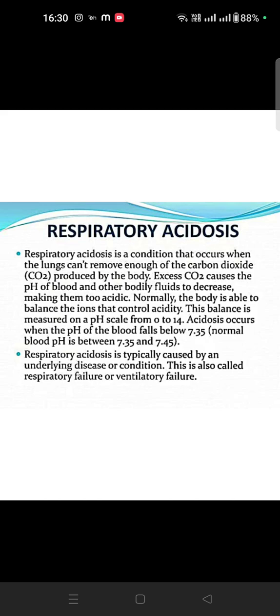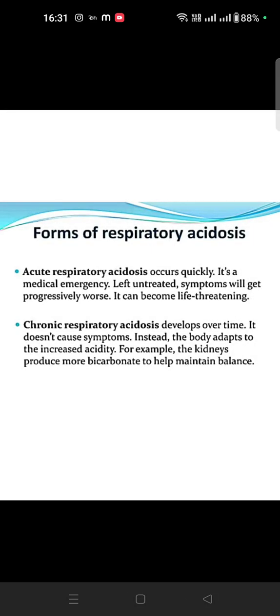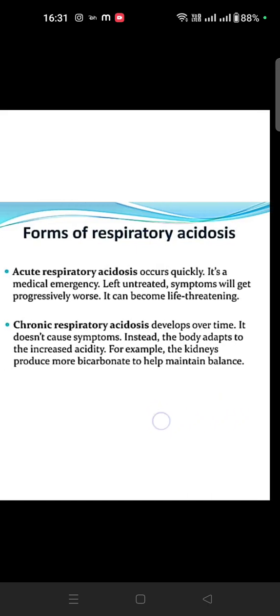So respiratory acidosis, what will happen? It is typically caused by an underlying disease or condition, called respiratory failure or ventilatory failure. There are two forms of respiratory acidosis: acute respiratory acidosis and chronic respiratory acidosis. Acute means it's a medical emergency and the symptoms progressively worsen. It's life threatening. Chronic means it develops over time and does not cause symptoms, as the body adapts to the increased acidity and the kidney and bicarbonate maintain the balance.